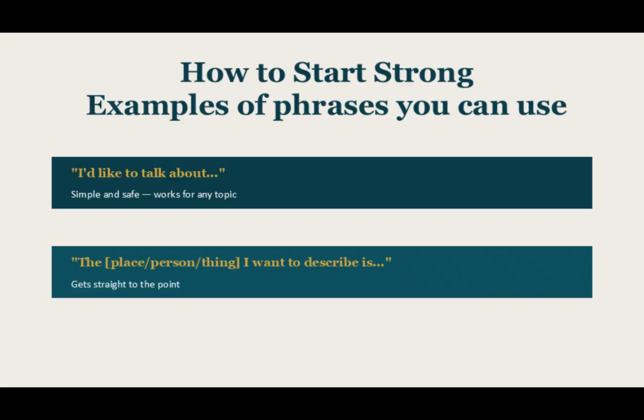The next one we see here is the place, the person, or the thing I want to describe, right? So that's a bit specific, right? The place I want to describe is New York City. The person I want to describe is my grandma. The thing I want to describe is the book I've read, right? So this phrase is more specific that we can use at the beginning of our talk.